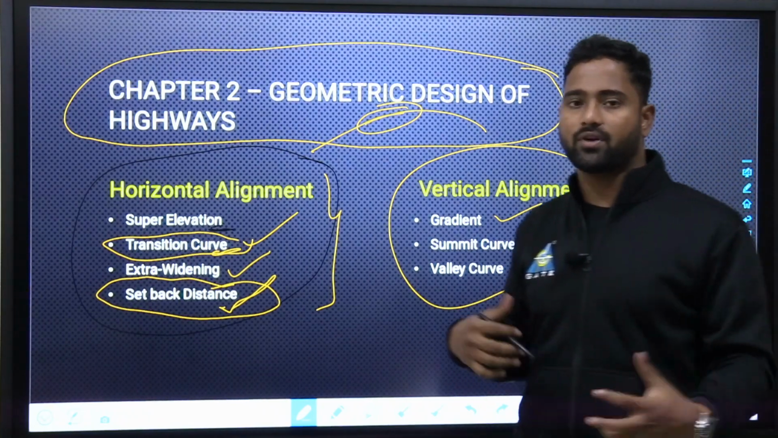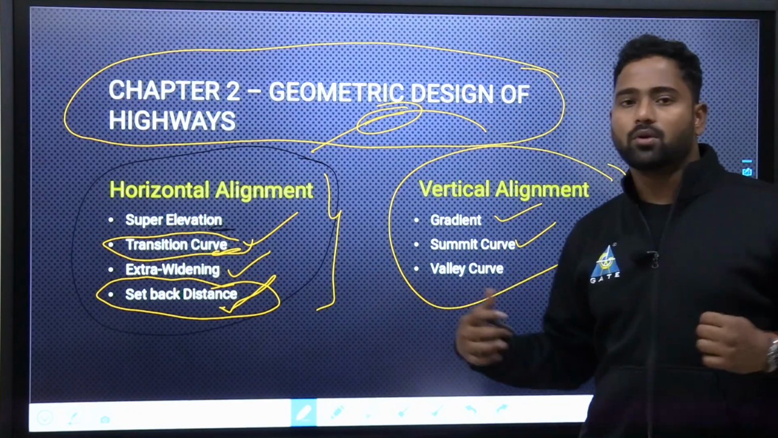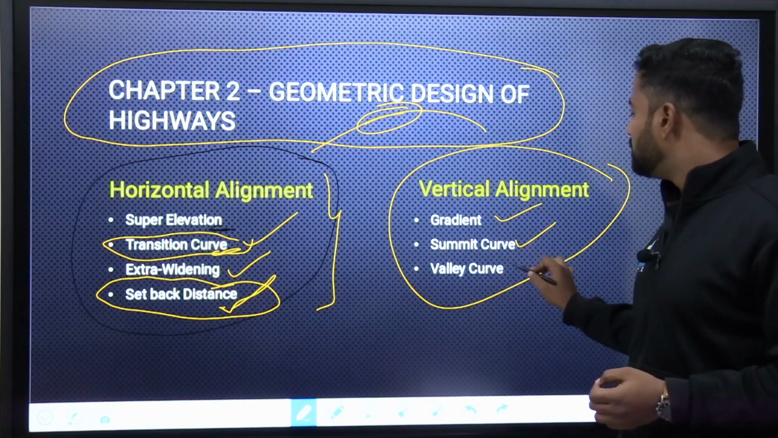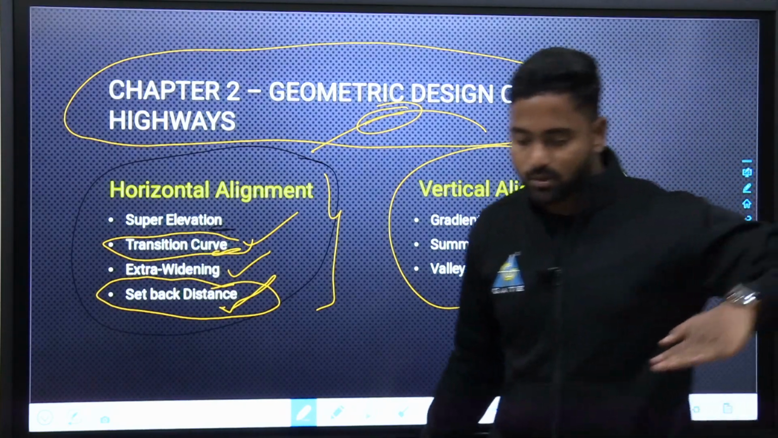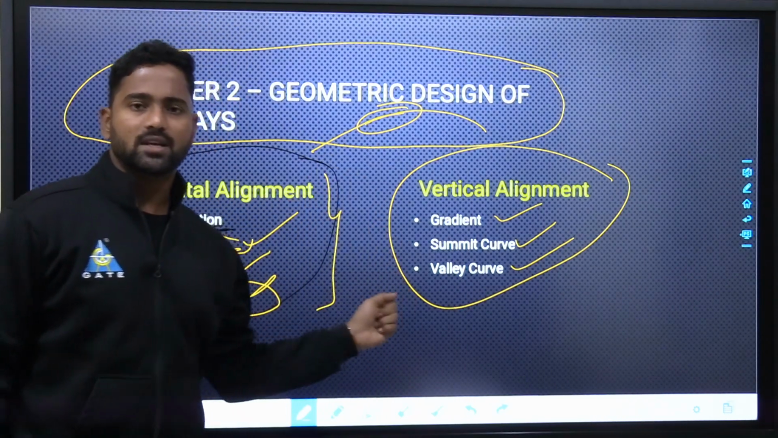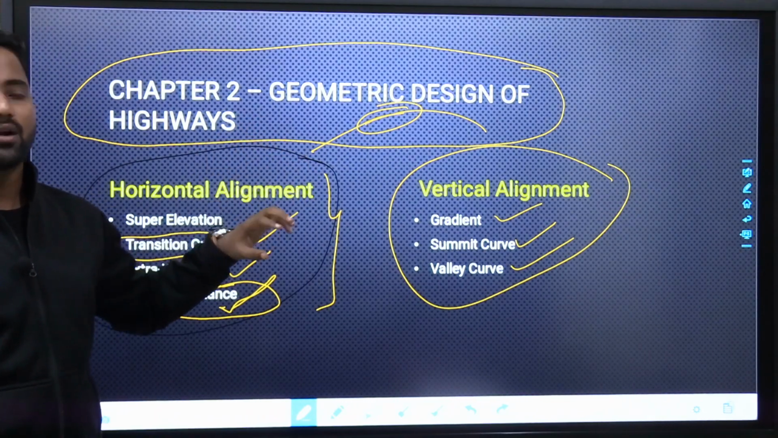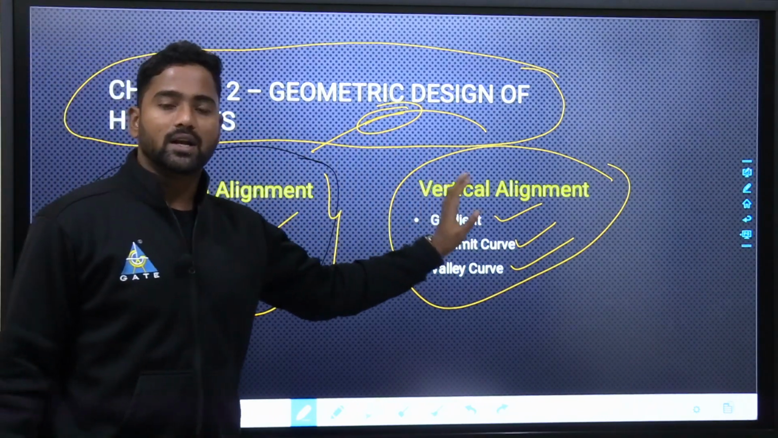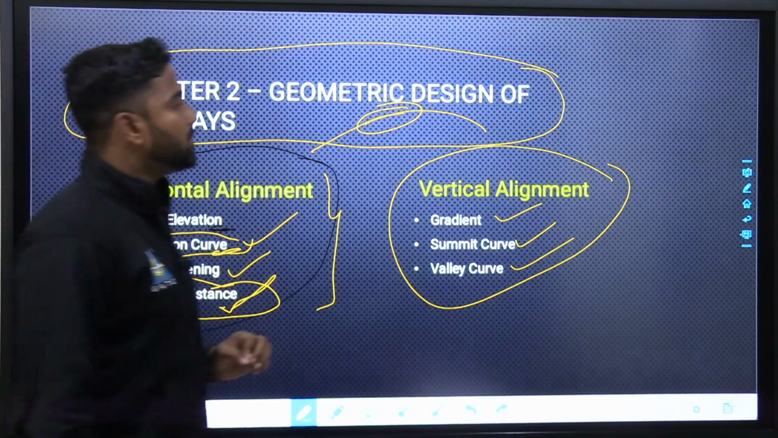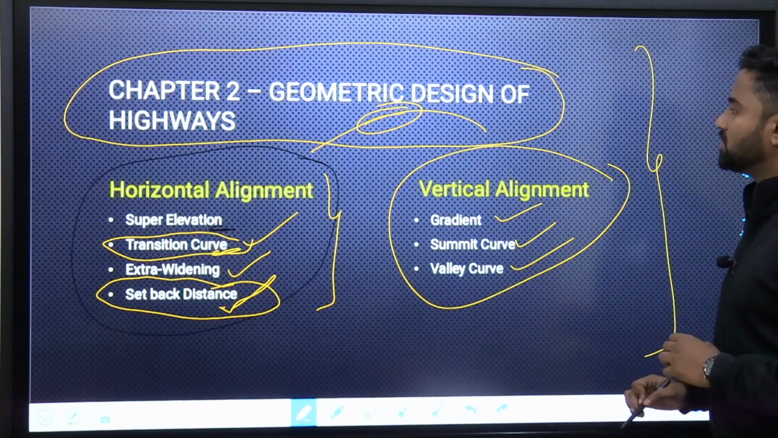What type of curve you should provide, whether it is a square parabola or a cubic parabola, and the different types of curves that are present. All those things we will be discussing in summit curves. And in valley curves we will be seeing all the design parameters. So valley curves, summit curves, gradient, and different types of gradient, all those things we will be seeing in vertical alignment, and in horizontal alignment we will see the earlier things. So combined, these are the four things that we will see in geometric design of highways.